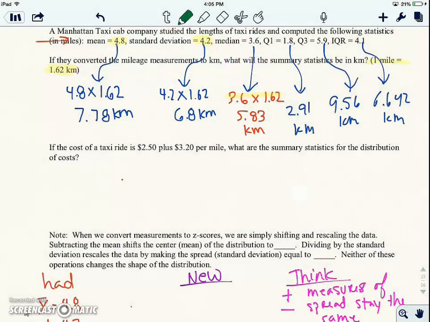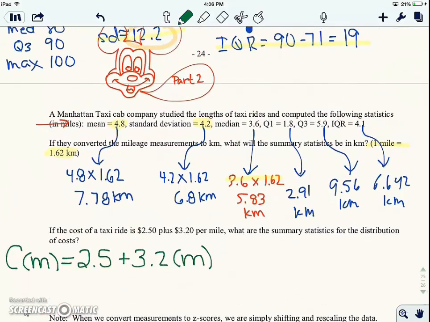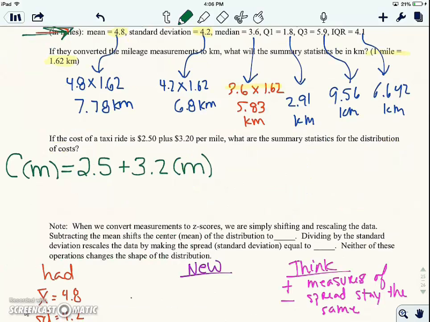Here's something more real world. If the cost of a taxi ride is $2.50 plus $3.20 per mile, what are the summary statistics for the distribution? Well, we can write a cost function, so C for cost, where we plug in the miles that you go in the taxi cab, and it'll tell us how much you have to pay. Well, $2.50 just to get in the taxi. That's called the flag drop fee. Notice I left off the 0 because I don't really need it for math. Plus $3.20 per mile. Now we're going back to miles, so we're going to go back up to this original data right here. It says, what are the summary statistics for the distribution of the costs?